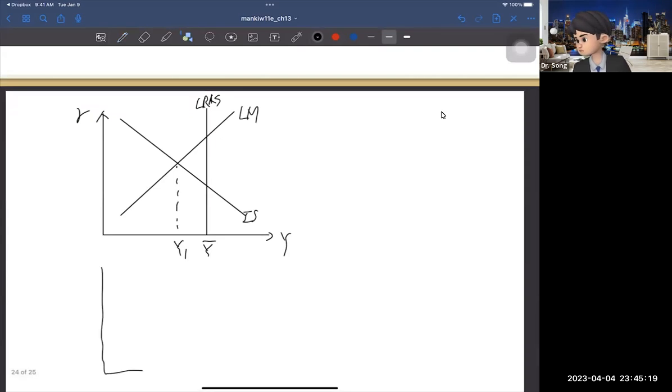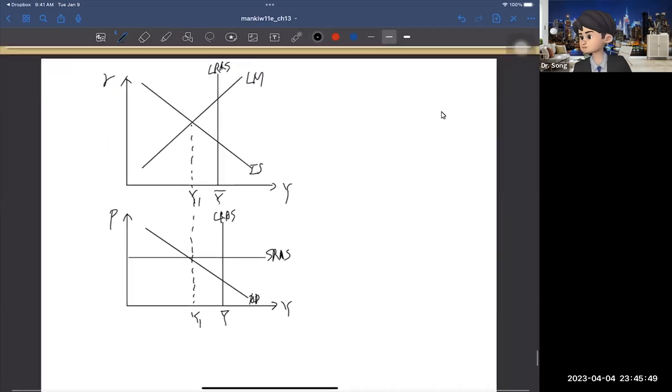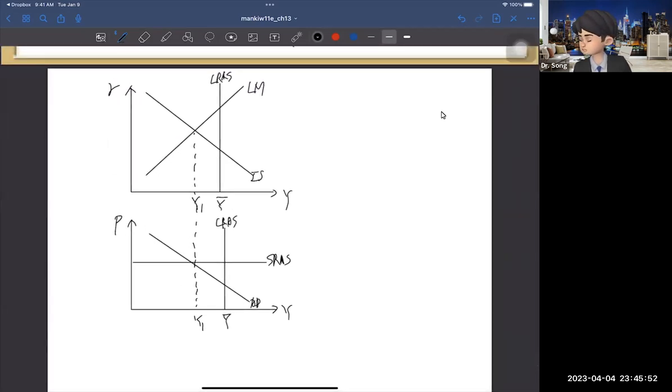Now, at the bottom, let me draw the AD-AS model. The Y-axis is the price level, the X-axis is the output. Here we have the long run aggregate supply curve, a downward sloping aggregate demand curve, and a horizontal short run aggregate supply curve. It's matched with the IS-LM model, so here is the same Y1. This is Y1, this is Y bar. Because the current level of output, the short run equilibrium output, is less than the long run level of output, we call it the recessionary gap.